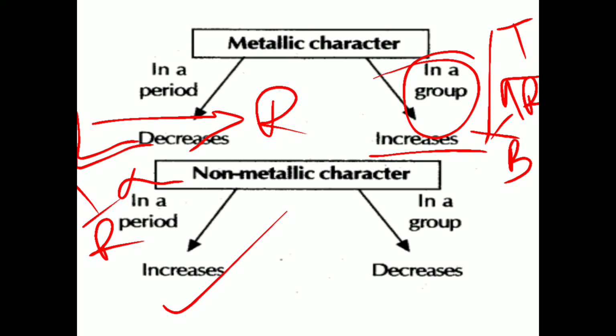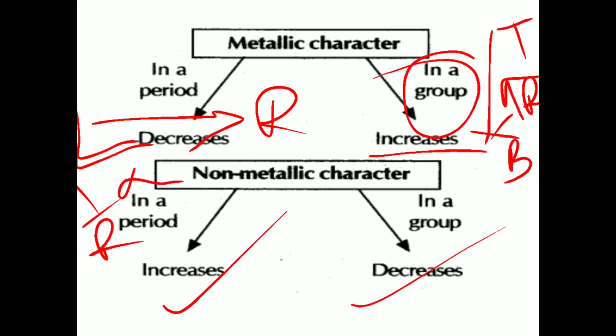On going down in a group, from top to bottom, the size increases, and as non-metallic character is inversely proportional to the size, it will be decreasing in nature.